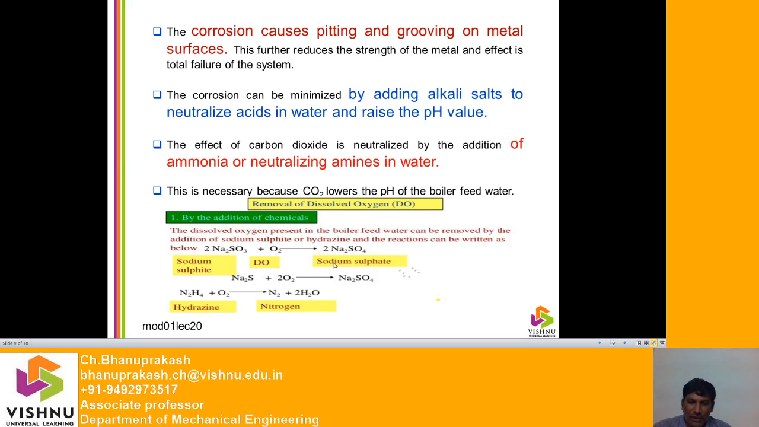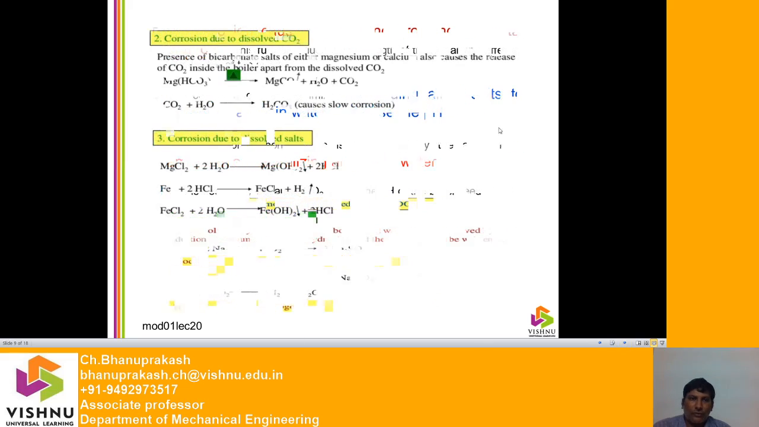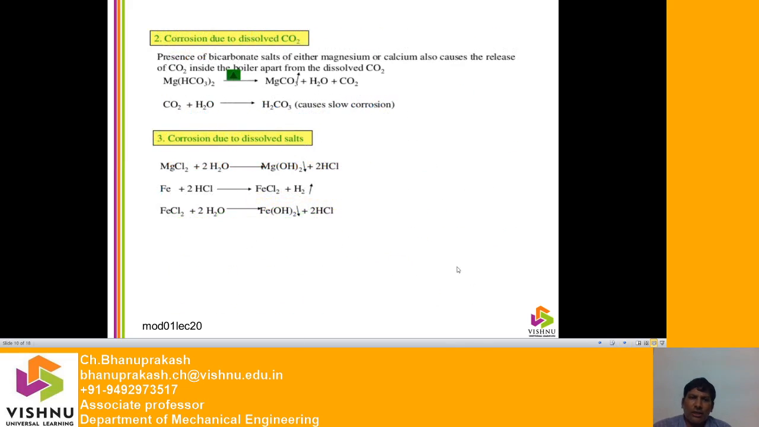How is the removal of dissolved oxygen done? You can see, by the addition of chemicals. So what chemicals will be added to the boiler feed water? Either addition of sodium sulfite or hydrazine, and the reaction can be written as below. See here, sodium sulfite is added to the oxygen. What will be formed? Sodium sulfate will be formed. Hydrazine is added to the oxygen. What will be formed? Nitrogen is formed.